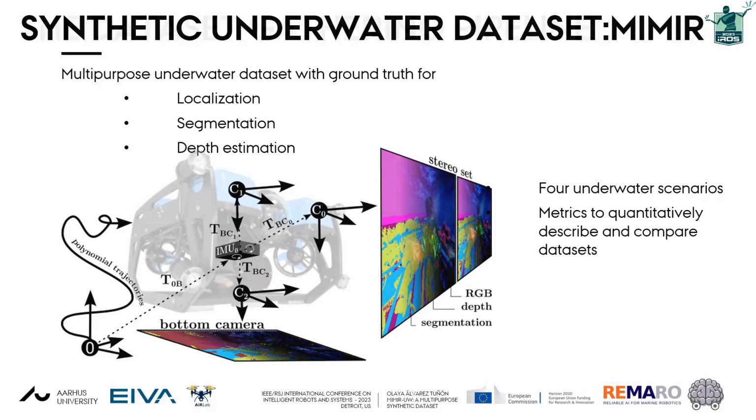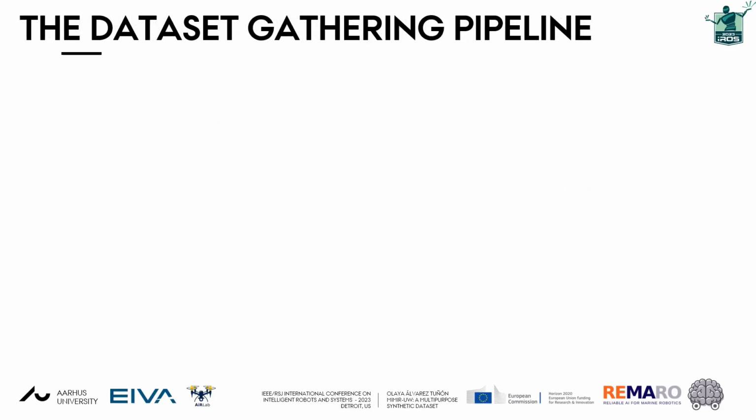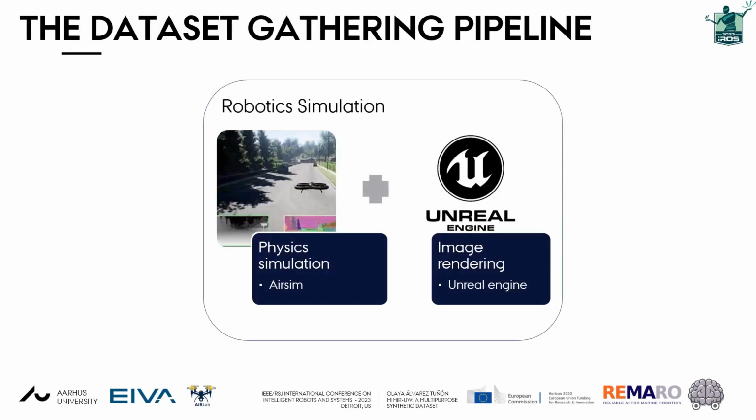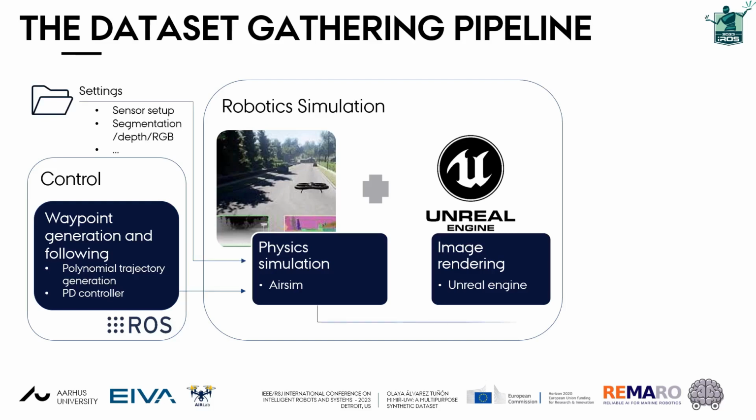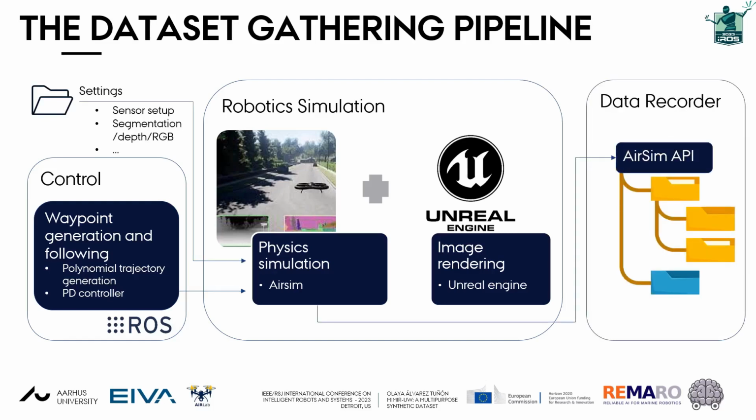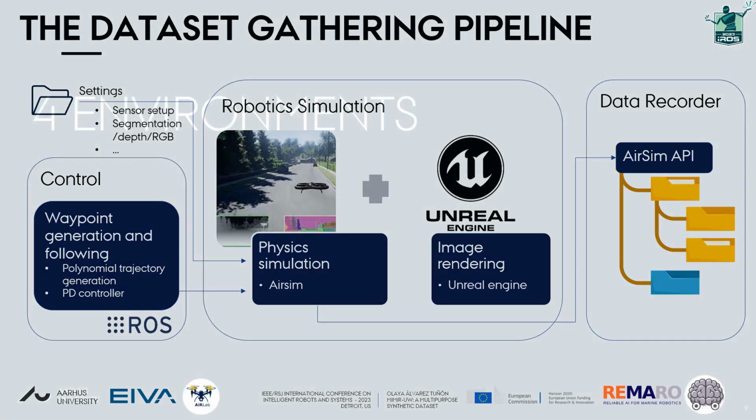For gathering the data, we deploy a whole robotics simulation with the realistic renderings from Unreal Engine and the physics simulation from the AirSim plugin. The robot moves in the environment following a sequence of waypoints and a polynomial trajectory in between them. All this is implemented as ROS packages. Then, for a given sensor setup, the data is recorded through the AirSim API while the robot is moving.